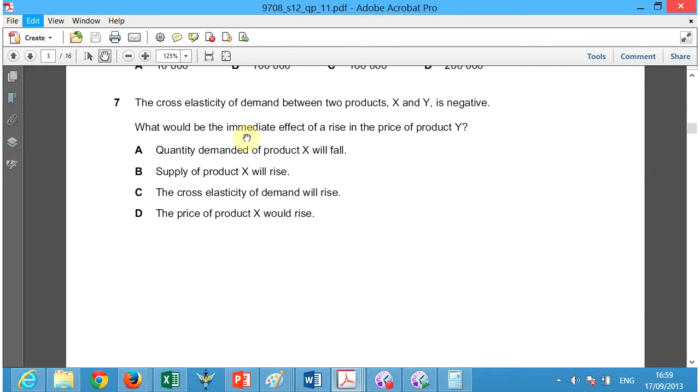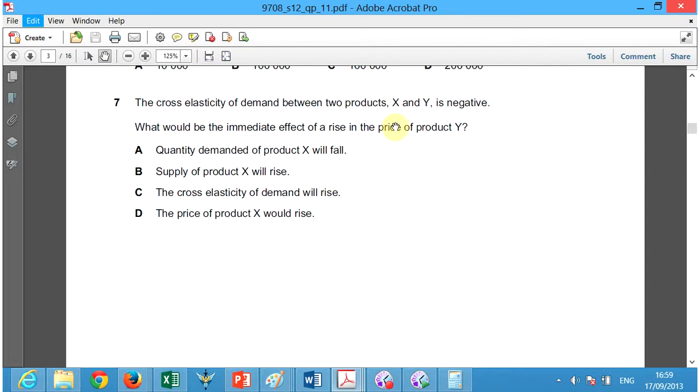Okay, what about a rise in the price of product Y? That means the first product, Y, is increasing in price. So for the result to be negative, the quantity demanded of X must be dropping. So we're looking for something that is dropping. The answer here is A: quantity demanded of X, the other product, will fall.